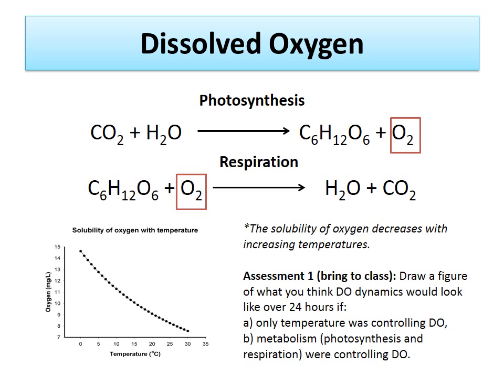For your first assessment, which you need to bring to class, draw a figure of what you think dissolved oxygen dynamics would look like over a 24-hour period if, in scenario A, only temperature was controlling dissolved oxygen, and in scenario B, metabolism is the main control on dissolved oxygen. And metabolism is just referring to photosynthesis and respiration.